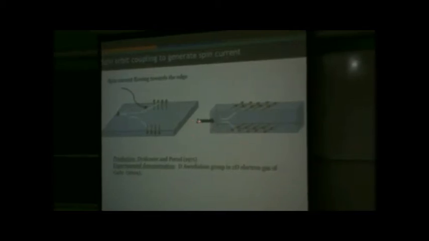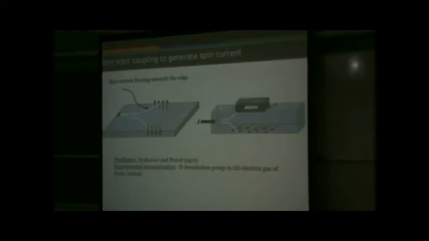And now if I push a current like this, I should get spin accumulations at the top surface and at the bottom surface. And now if I put a ferromagnet on top, and if I can accumulate enough spins here, they will get absorbed by the top ferromagnet. So it is like the ferromagnet is absorbing some spin current and it may switch. So the question is, does it work?